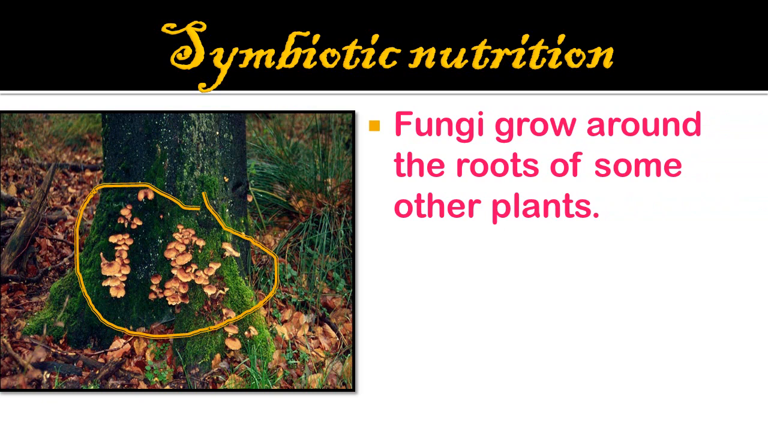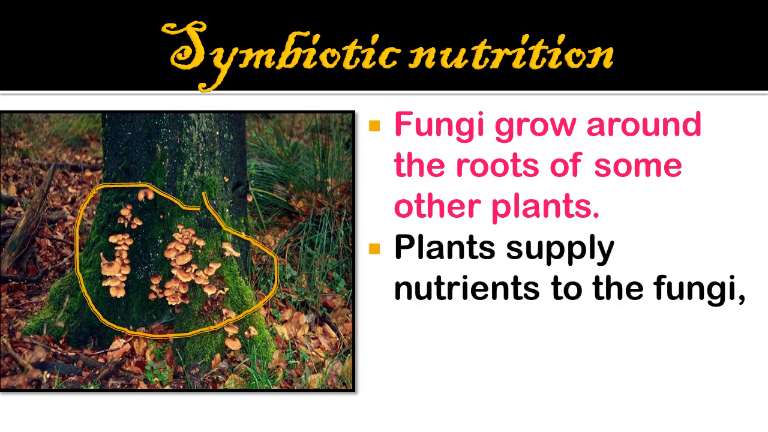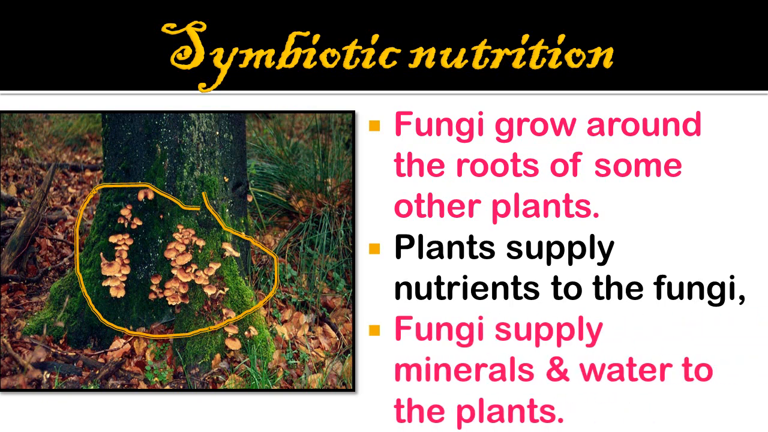Okay. Now here fungi grow around the roots of some other plants, and these plants supply nutrients to the fungi. That means the main plant will supply the nutrients or food to the fungi. And in turn fungi supply minerals and water to the plant. That means the main plant supplies food or nutrients to the fungi, and in return the fungi supply minerals and water to the plants, which is the requirement of the plant. That means both are fulfilling their needs. So this is called symbiotic nutrition.